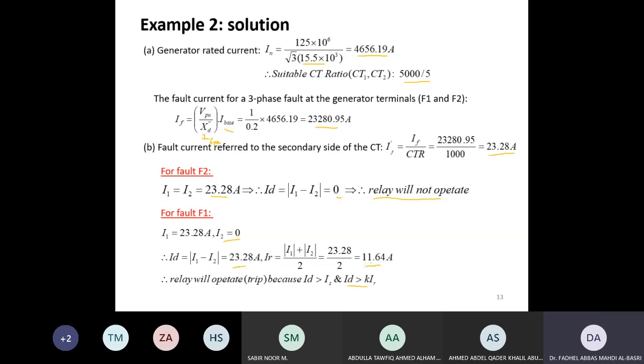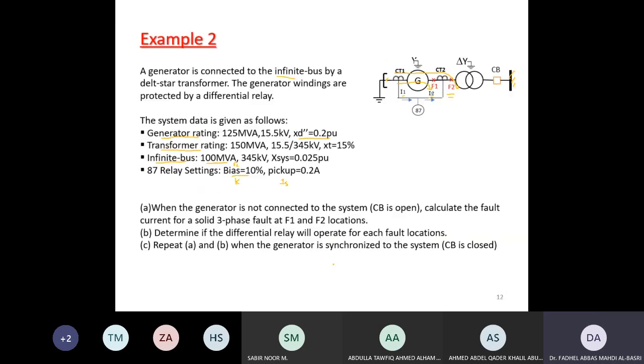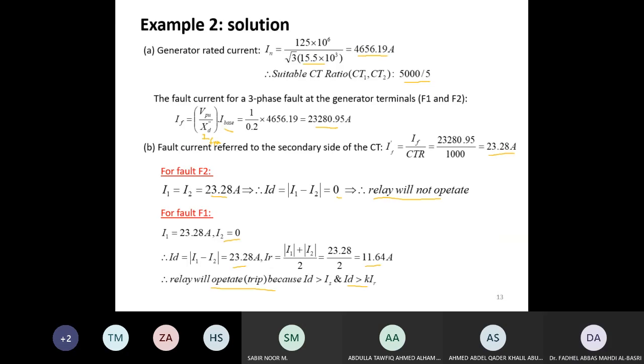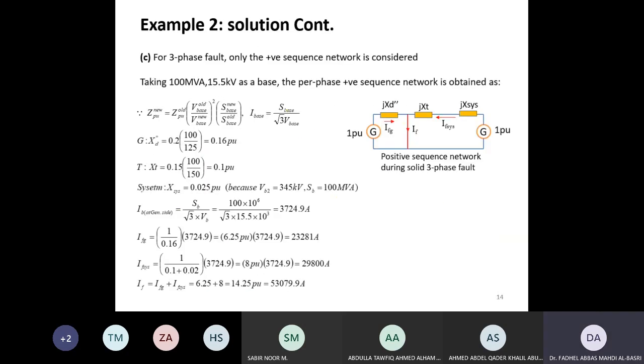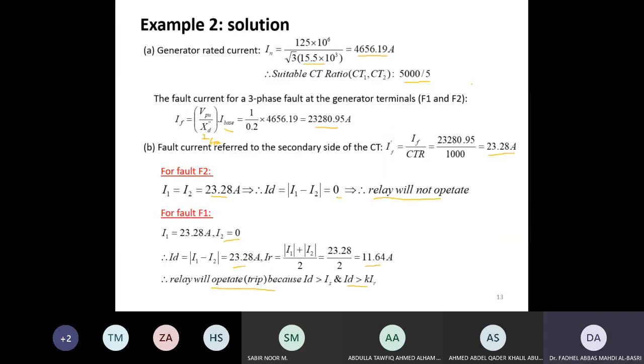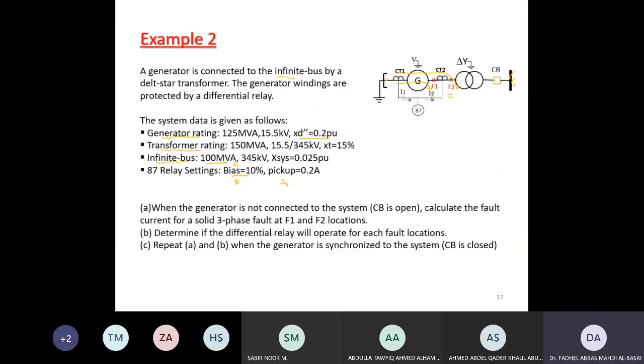10% of this becomes 1.1. So ID is greater than 1.1 also. So both conditions are satisfied, and as a result, the relay will operate. And this is also a correct action because it is a fault between the 2 CTs, for when the breaker is closed. This is a closed condition.